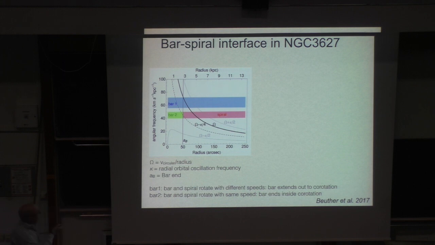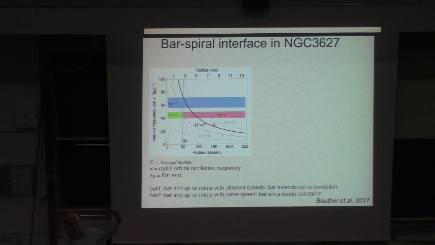So we have two scenarios. In scenario one, the spiral is kind of our given. This is given from observations. And what we call here the bar scenario one, there the bar and the spiral rotate with different speeds, and the bar extends out to the co-rotation radius further out. And scenario two is that bar and spiral rotate at the same speeds, and the bar ends inside the co-rotation.